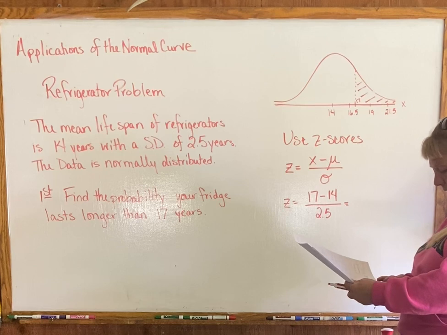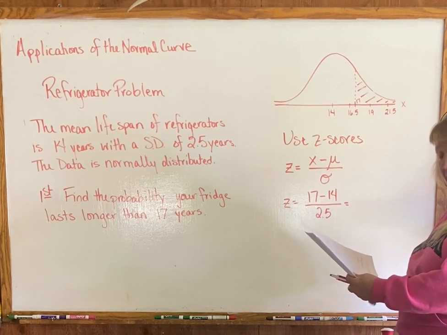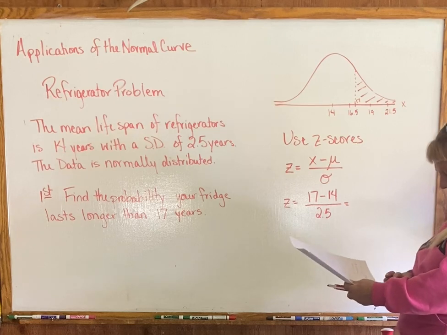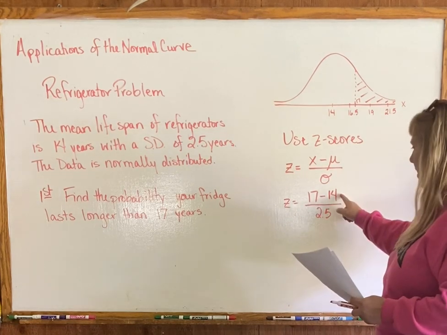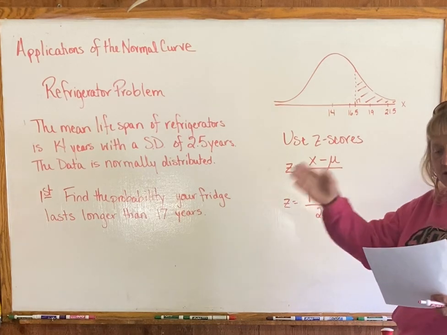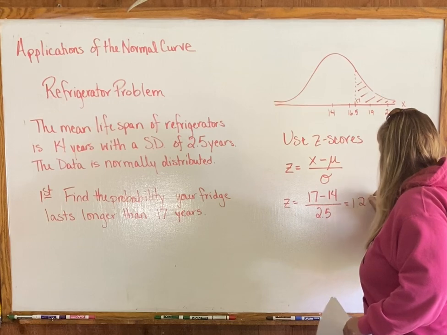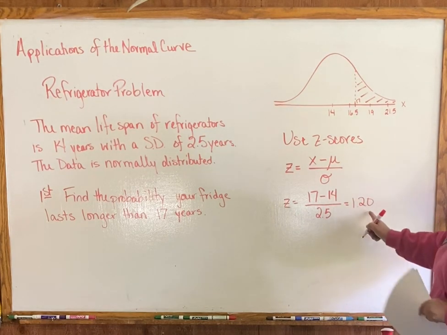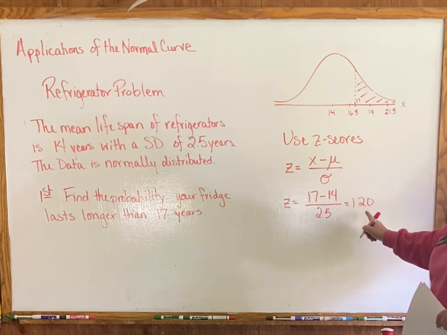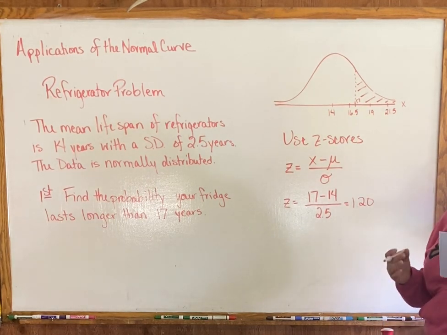So you go 17 minus 14 and hit enter. Okay, hit enter, then hit divided by 2.5. So enter after you do the top. Top, enter, divided by, and I got 1.20. Now remember that z-scores will always have 2 decimal places on them. So even though there's just that, I put the 0 on there just to help me remember those 2 decimal places.